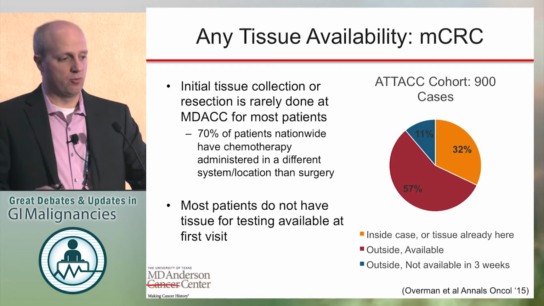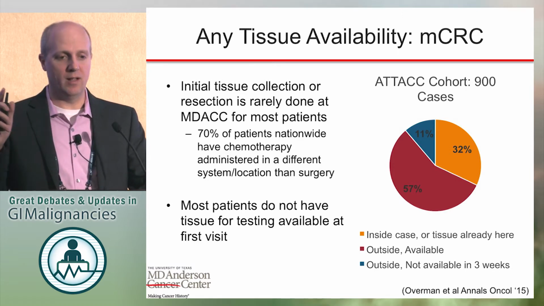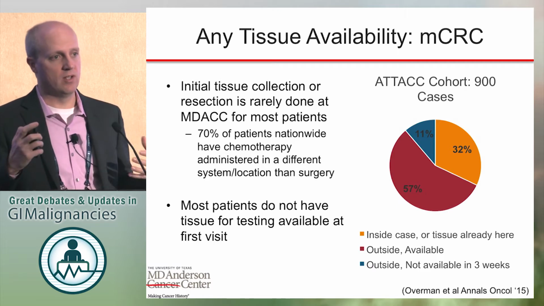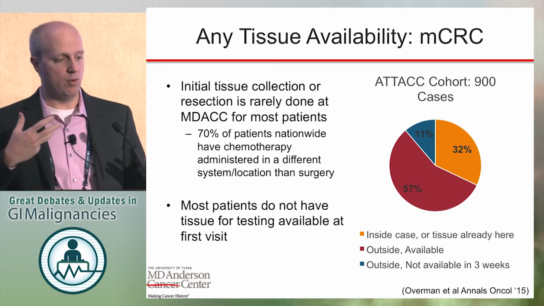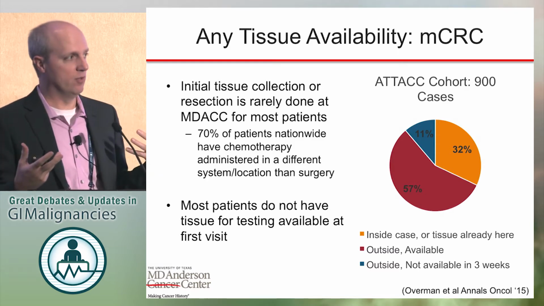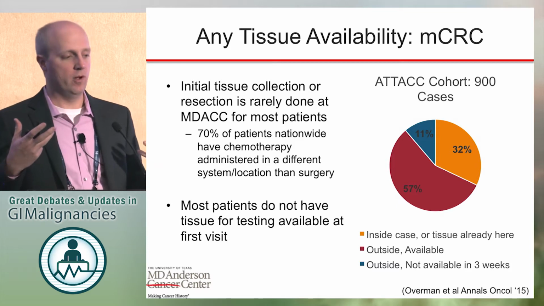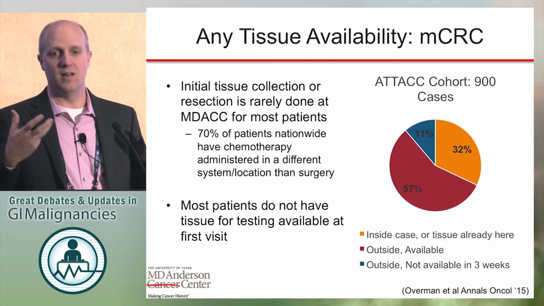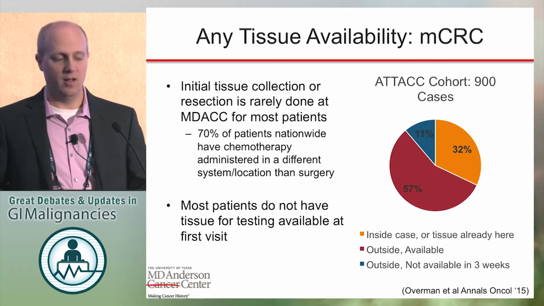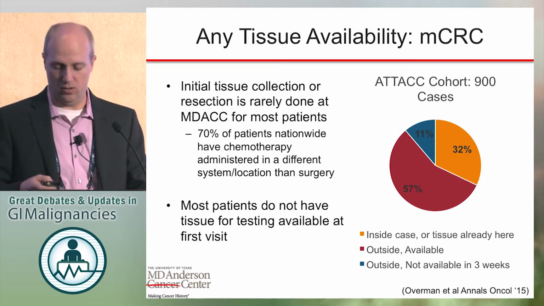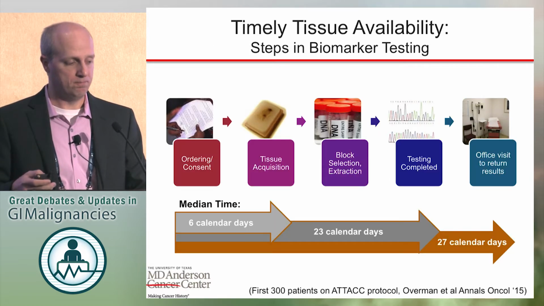So this is just our experience in colorectal cancer. Remembering, as I'm sure is everyone's experience, that where patients get their chemotherapy differs from where their surgery is. There's a series that said 70% of patients nationwide are cared for in a different location. So that's a lot of tissue that has to be shipped back and forth, a lot of opportunities for things to get lost. And of course, this tissue is not available at first pass.